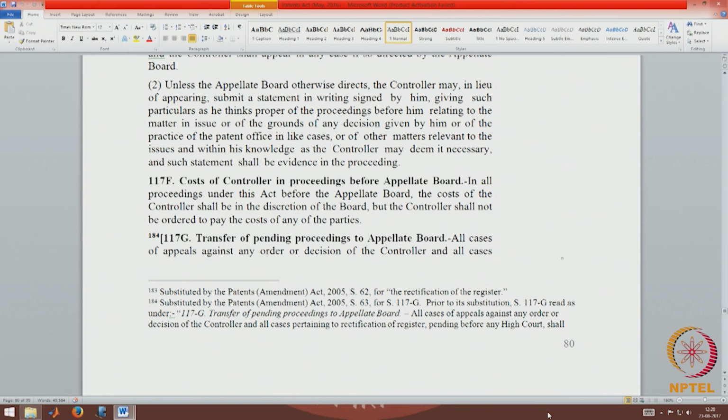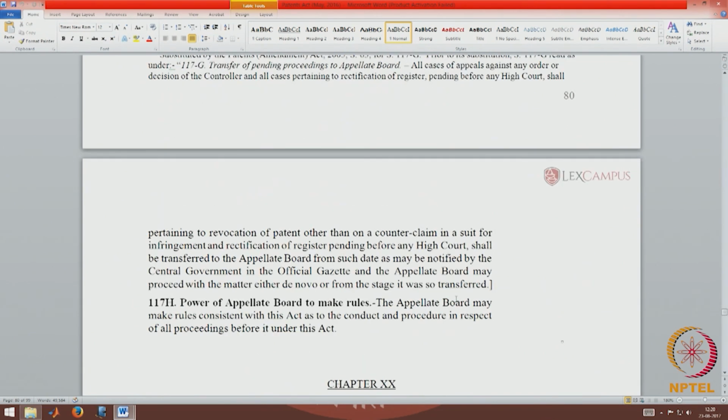Now I had mentioned that before the appellate board was created, the power that is now vested with the appellate board earlier existed in the high courts. So when the appellate board was notified and created for the purposes of the Patents Act, all the matters that were pending in the high courts were transferred to the appellate board. Now that came into effect by way of 117G, transfer of pending proceedings to appellate board. All cases of appeals against any order or decision of the controller, and all cases pertaining to revocation of a petition other than a counterclaim in a suit for infringement and rectification of a register pending before any high court, shall be transferred to the appellate board from such date as may be notified by the central government.